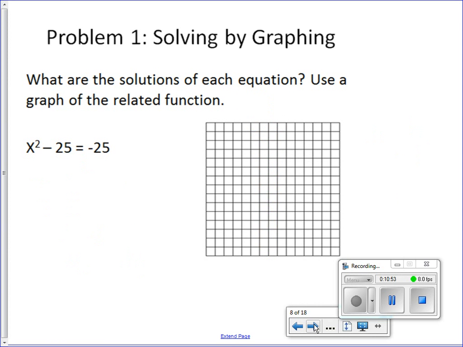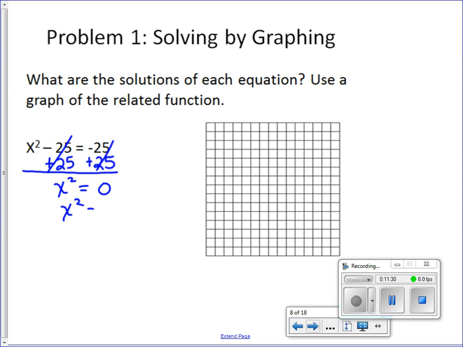Okay, in our next one, what are the solutions of this equation? Well, first of all, notice we don't have a 0 here, so we want to make that equal to 0. To do that, we're going to have to add 25 to it. And let me erase this line. I don't want you to think we're doing division here. We're going to add 25 to both sides. Now I'll draw my line. And negative 25 plus 25 is equal to 0. So I have x squared equals 0.